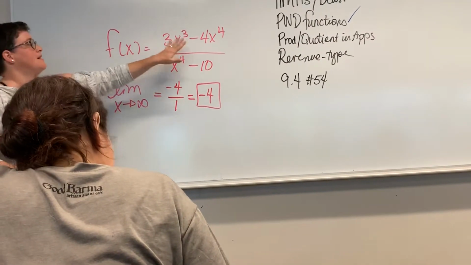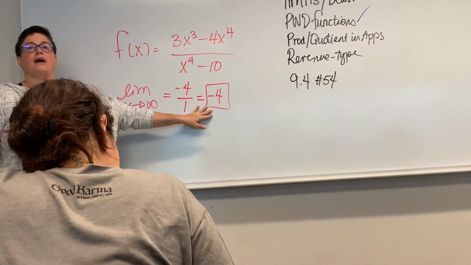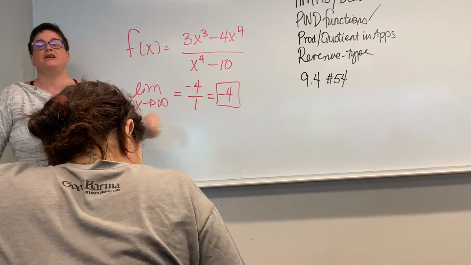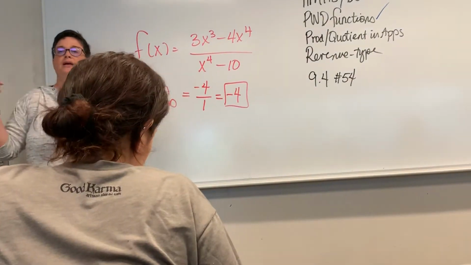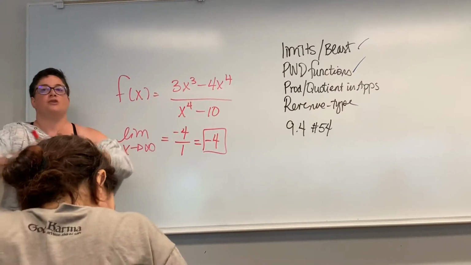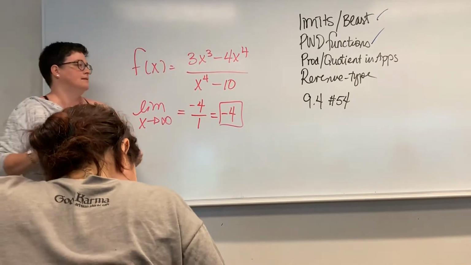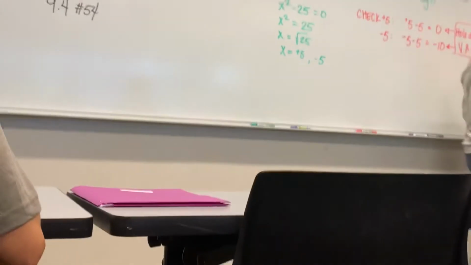Because the highest power determines the end behavior here. Okay? So all these other parts of this function are going to disappear as x gets really big. They become unimportant because the highest power determines that end behavior. Does that help a little bit? Okay. All right. Sorry to shut you guys down, but I wanted her to synthesize this.